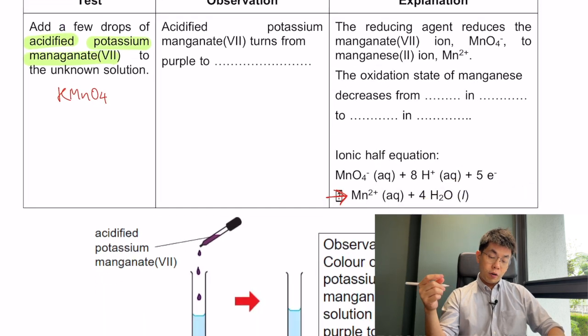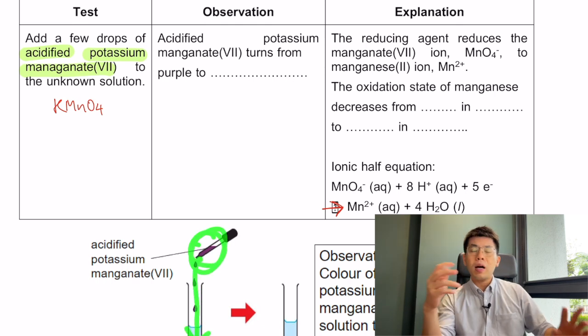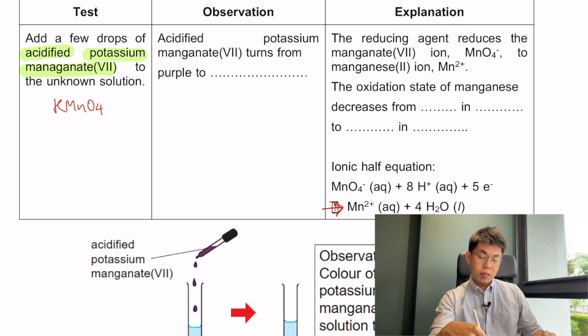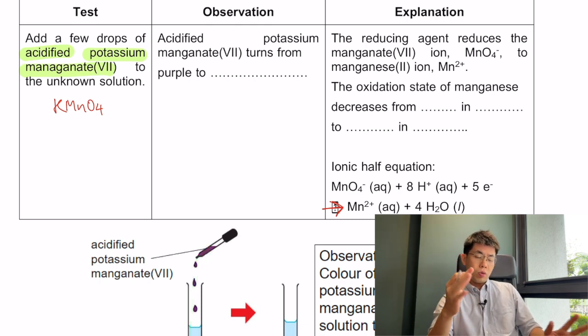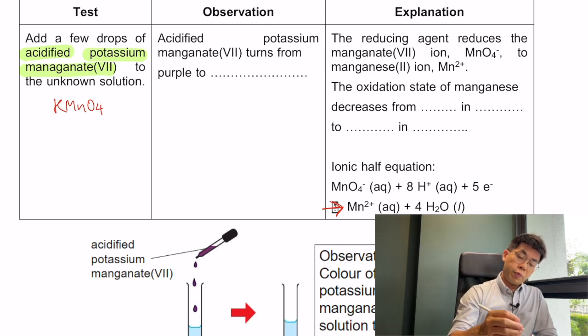So KMnO4 is actually purple. So you can see this one over here, purple. Okay, so when you add this purple in, the purple will drip into the solution, but it will not color the solution purple. It will be made colorless. So usually if the solution turns purple, that means there is no reducing agent. So the observation that we see is that the acidified potassium manganate(VII) turns from purple to colorless.